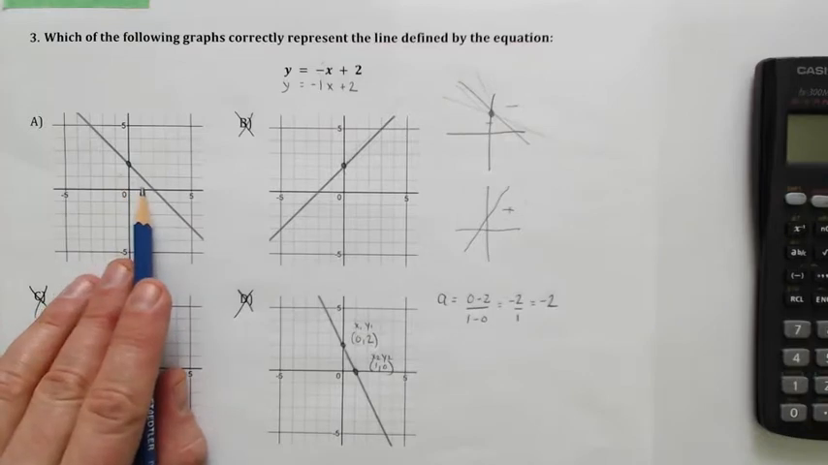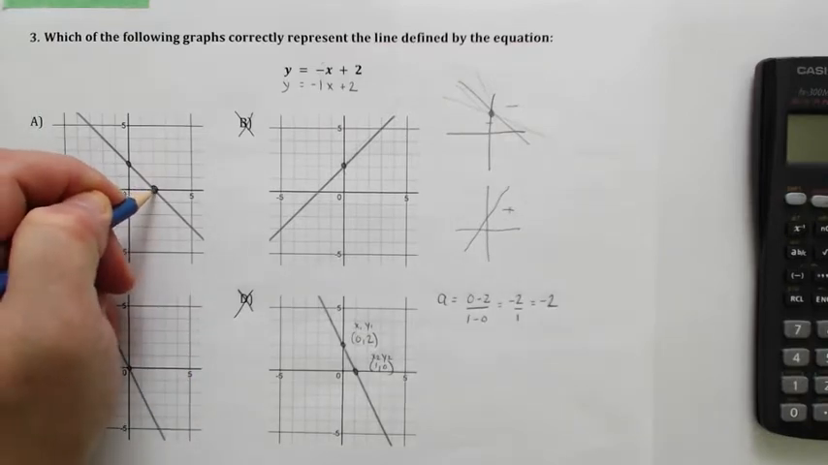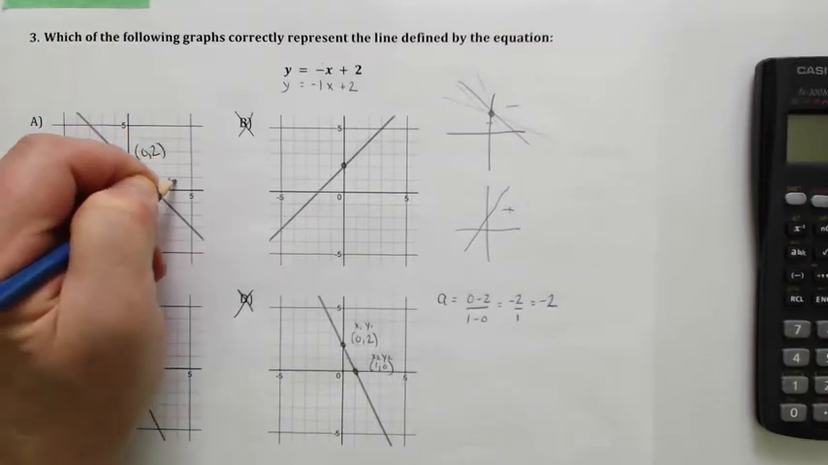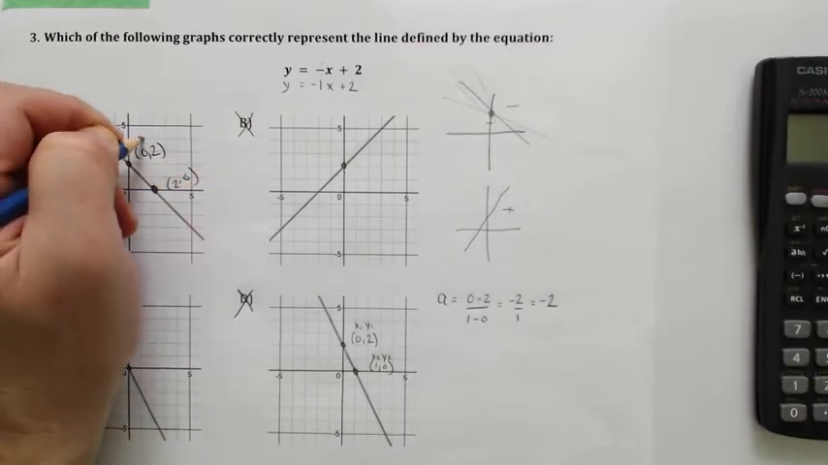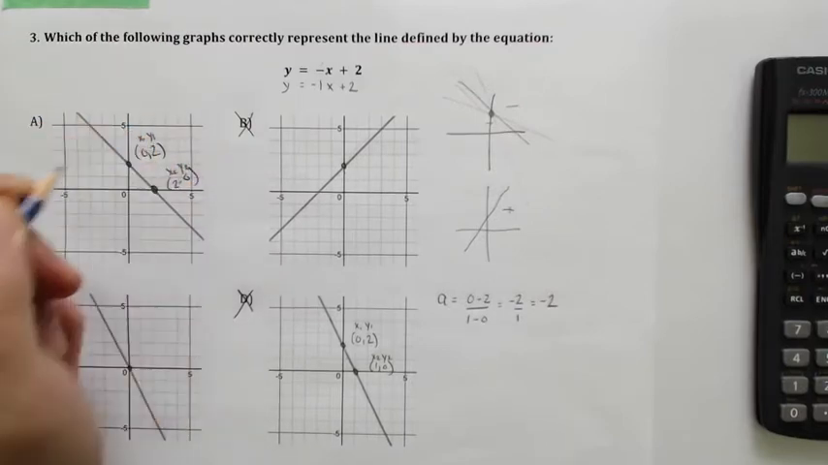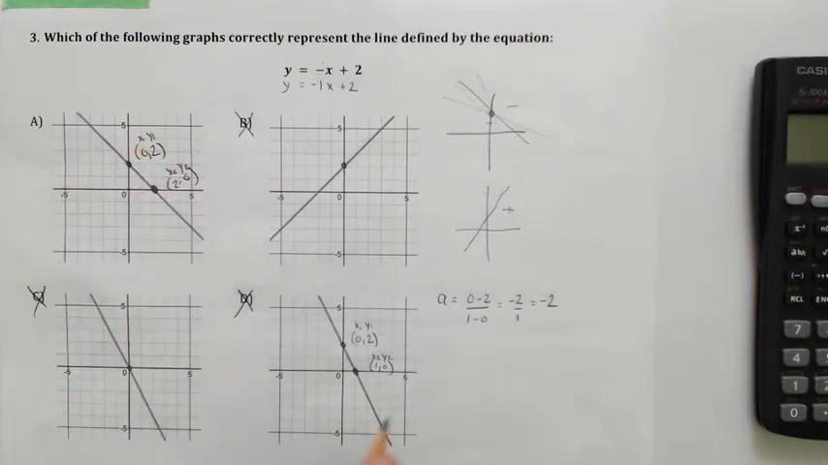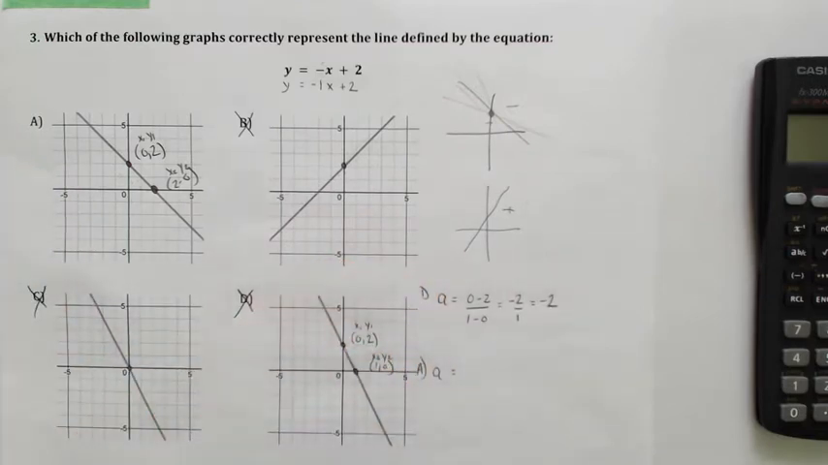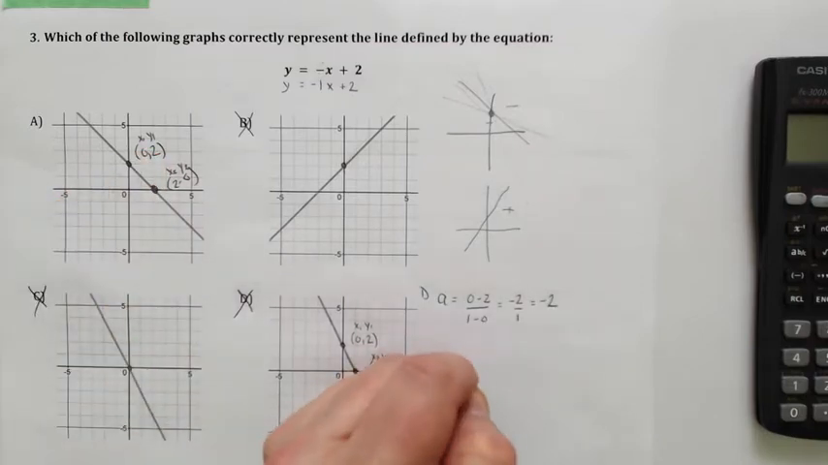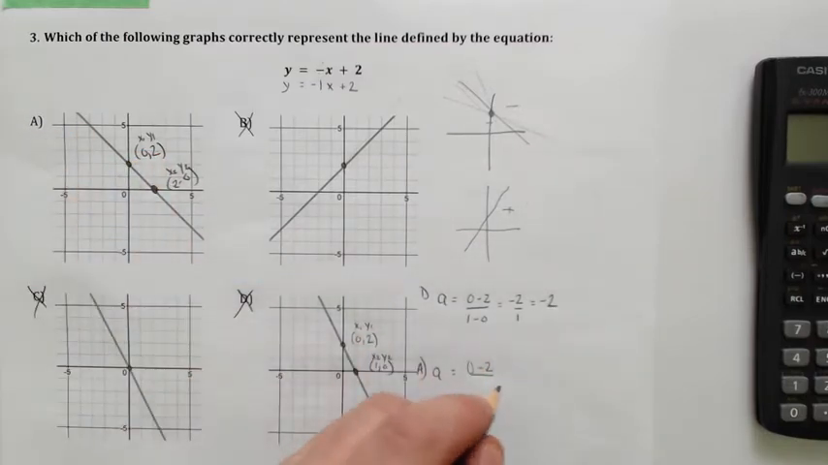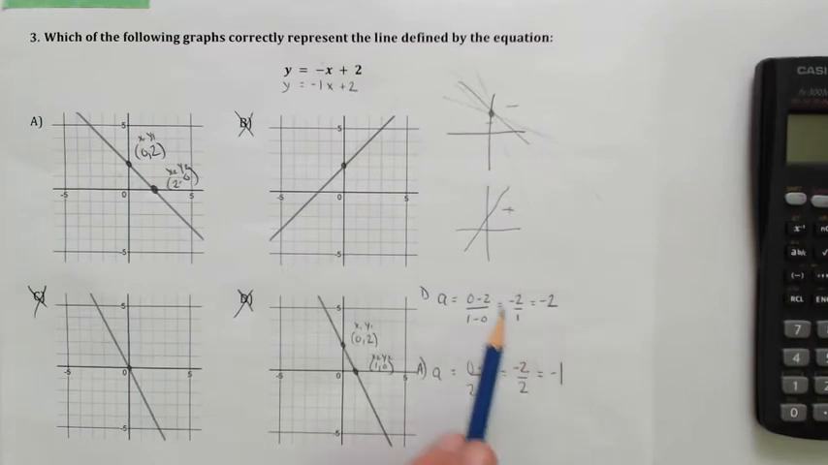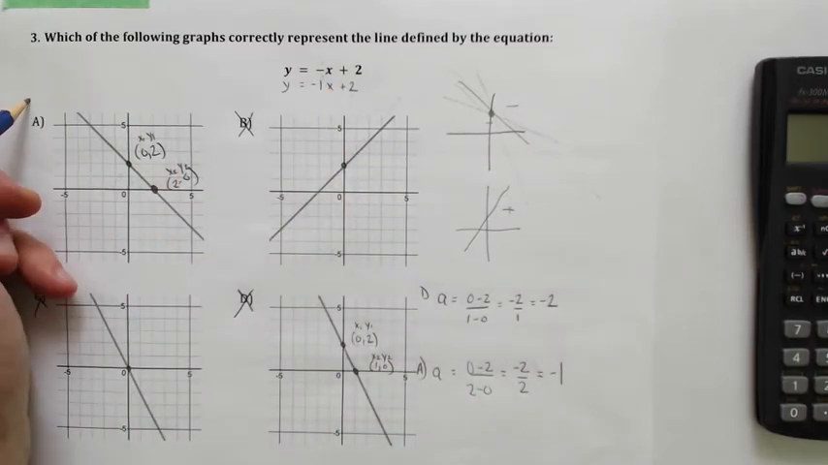But I'll show you how we can prove he's right. And we can do that the same way by using that A formula and picking 2 points. We know that this is 0, 2, and we know that this is 2, 0, and we can call this x1, y1, x2, y2. So again, I'm going to use that A formula. That one was for D, but this one is for A. So 0 minus 2 over 2 minus 0. And that's negative 2 over 2, which we know is negative 1. And negative 1 is the number we know that's in front there. So A is our answer.